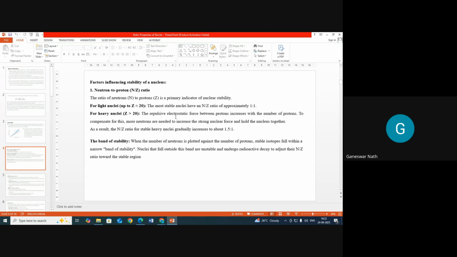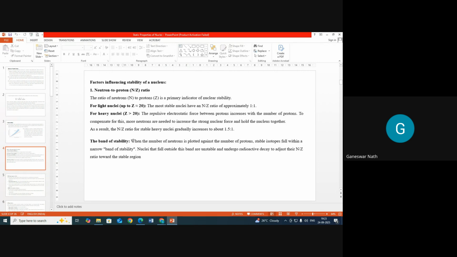For heavy nuclei, that is atomic number greater than 20, the repulsive electric force between the protons increases with the number of protons, and to compensate for this we need more neutrons to increase the strong nuclear force and hold the nucleus together. As a result, the N by Z ratio for stable heavy nuclei gradually increases to about 1.5 to 1. That means when the N by Z ratio is greater than 1, the stability of the nucleus increases. If it is equal to 1, the nucleus is more stable, and if it is less than 1, this corresponds to unstable.